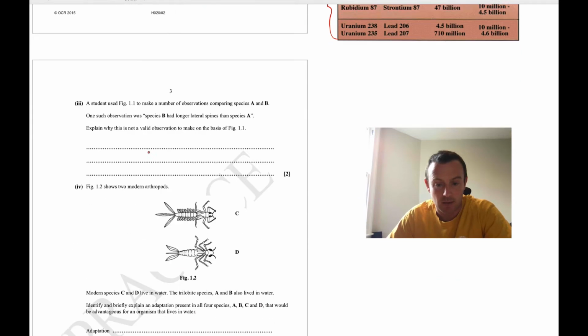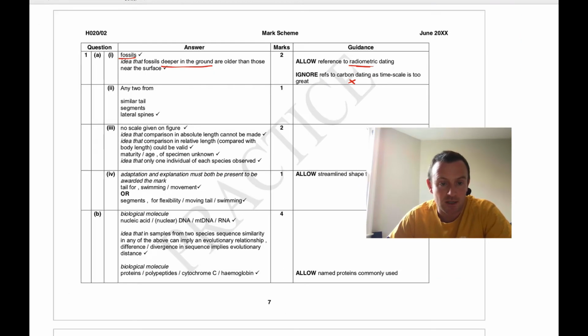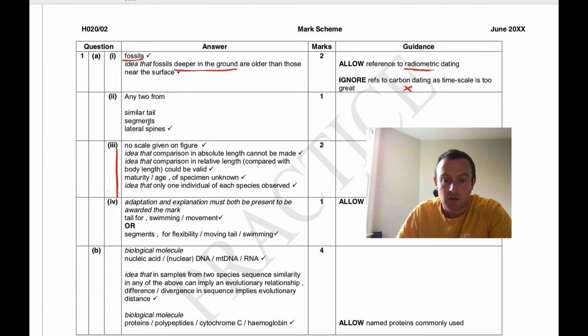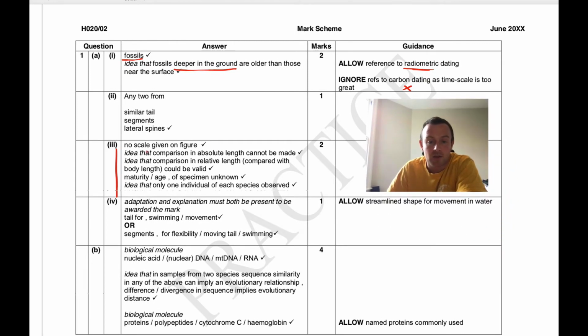So the mark scheme says exactly that. So we're looking right here. So let me zoom in a little bit more. That's better. So first of all, we've got the idea that there's no scale given. That's worth 1 mark here, no scale. And the idea that you can't compare absolute length. However, you could also get a mark for saying that you could compare relative length. Might be a valid comparison.